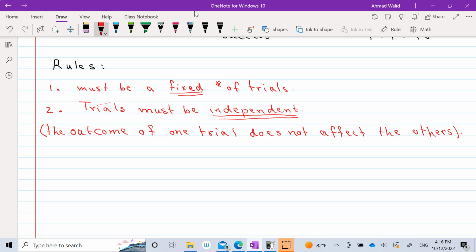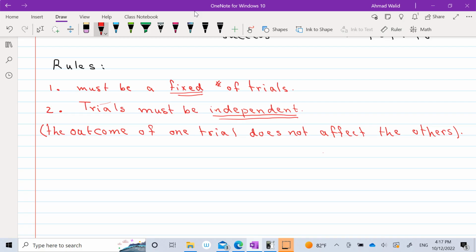For example, when you flip a coin and you get a head in the first trial, correct? When you flip the second time, the outcome of the first one doesn't change the outcome of the second one. Or when you are rolling a dice and you get a 3, when you roll for the second time, that 3 is not going away. Still that 3 is in the dice, right? The first outcome doesn't affect the others.